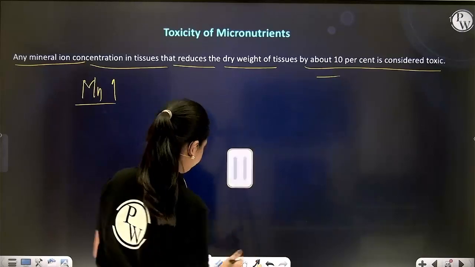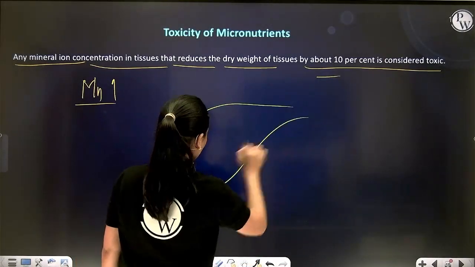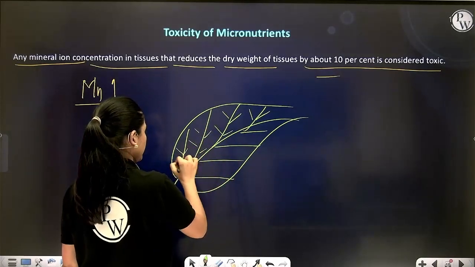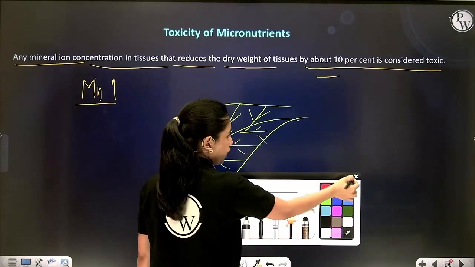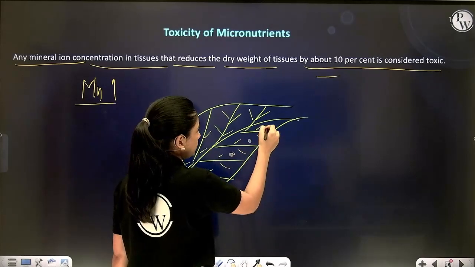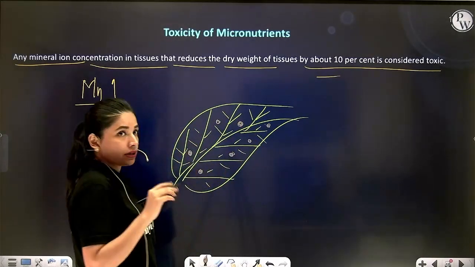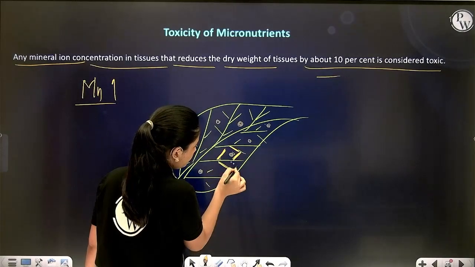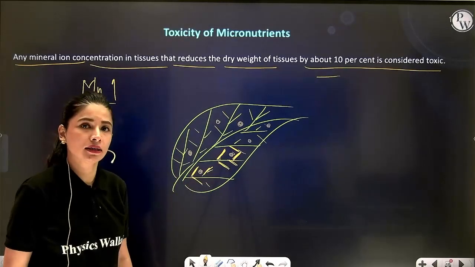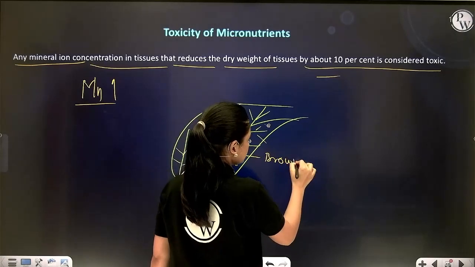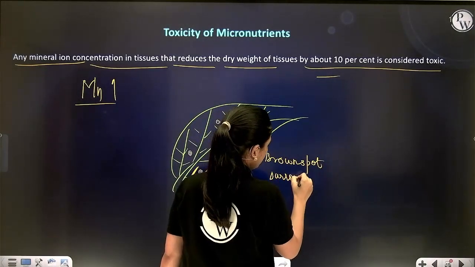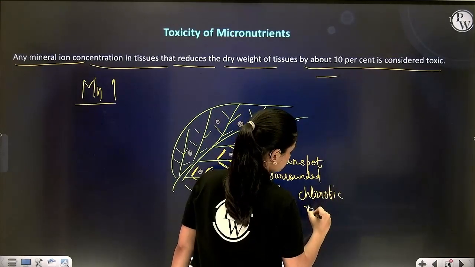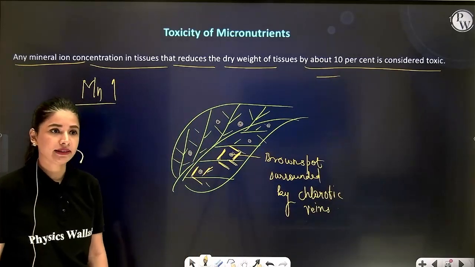Let me show you properly. If this is a leaf, a proper, healthy, green leaf, the veins are also green in color, veins and veinlets, they are rich in chlorophyll. Now manganese toxicity is occurring. So what will happen? Some regions of the leaf, the death of tissue will begin, causing the appearance of brown spots. And wherever brown spots appear, there the veins will also lose chlorophyll and start turning yellow in color. So brown spots surrounded by chlorotic veins. Clear? Yes or no? Okay.